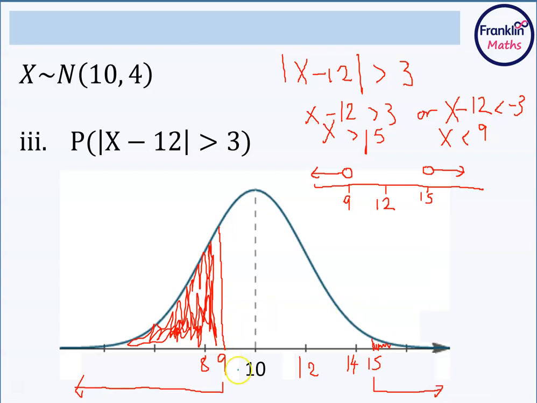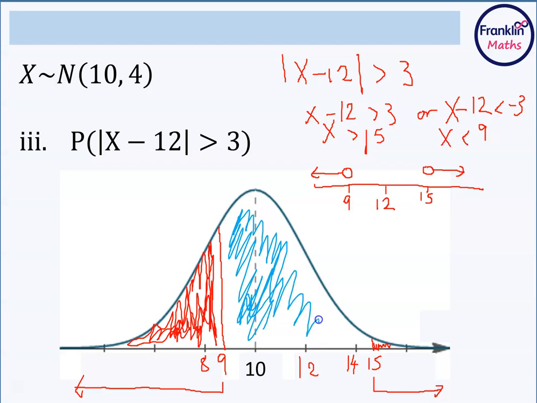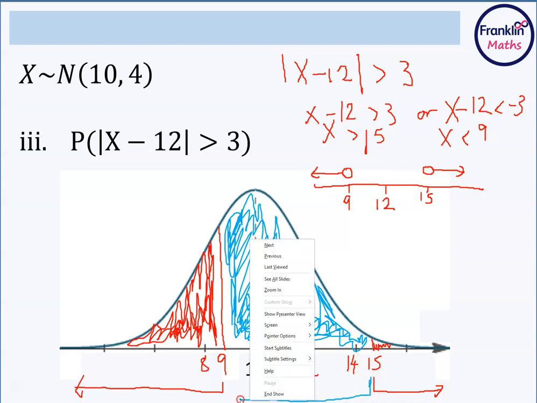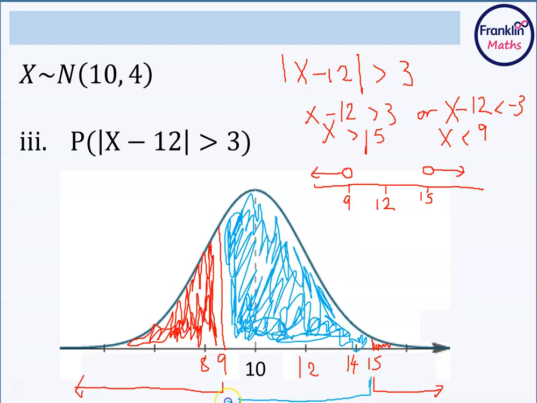Go for blue. What you could do is find the area of this blue section here on your calculator, and then subtract that from 1. It doesn't actually matter. The complete area underneath the graph is equal to 1, just like all probabilities add up to 1. So you could either work out two separate probabilities and add them together, or you could work out this probability here between 15 and 9 and subtract that from 1. It doesn't actually matter.